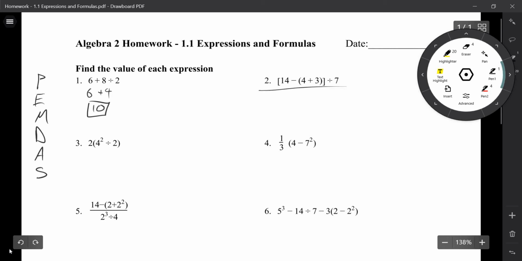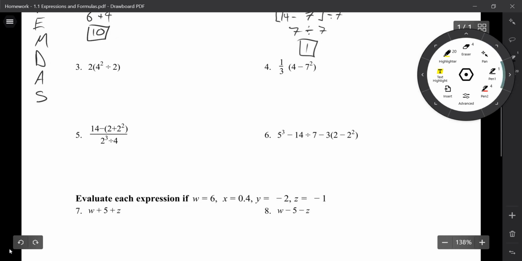For number 2, we've got a couple sets of parentheses. The innermost parentheses is this one here, so we'll do 4 plus 3 first. That's just a 7. So 14 minus 7, that's all in brackets, divided by 7. 14 minus 7 in brackets is 7, and 7 divided by 7 is just going to give us 1. We're done with that one.